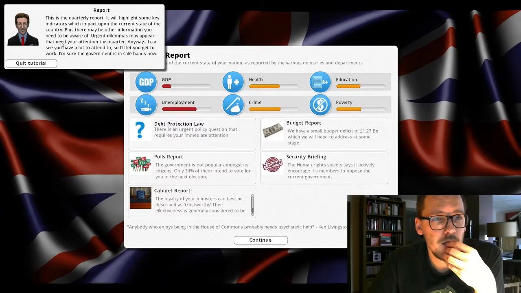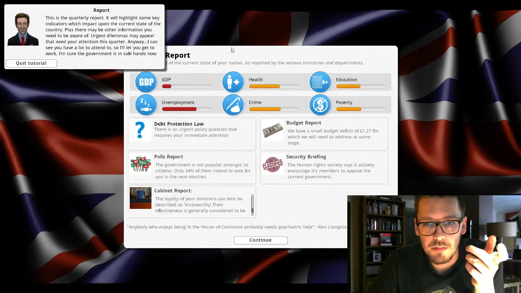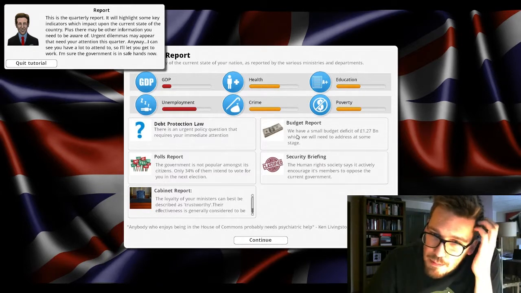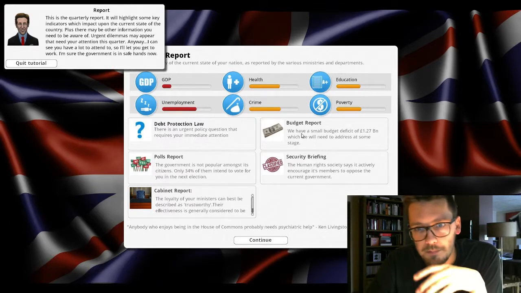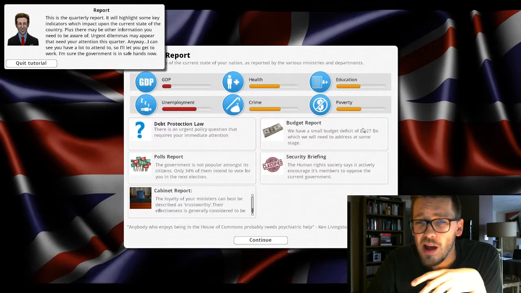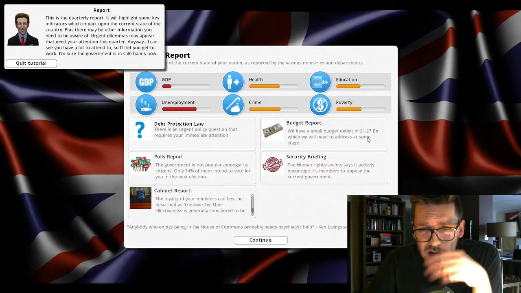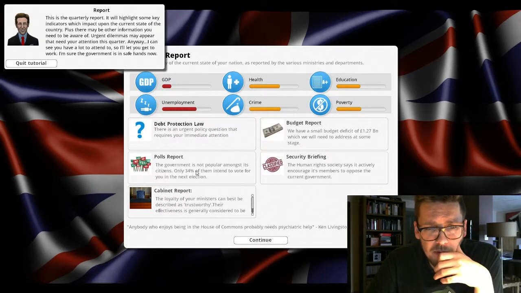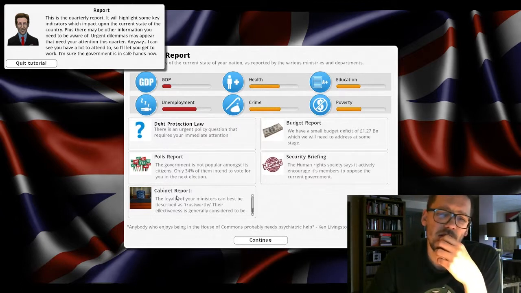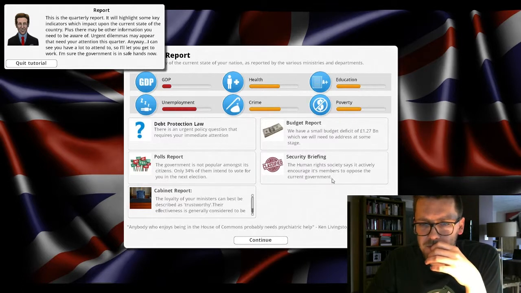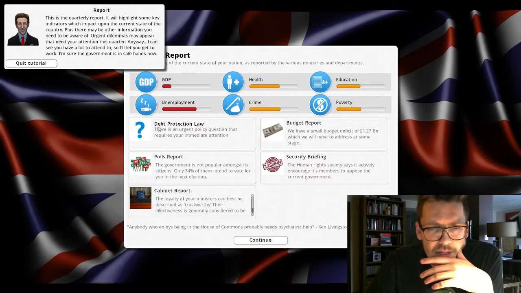I'm gonna read this. Urgent dilemmas may appear. So, unemployment's still a problem. These things are looking good. We have a budget, my god. A budget deficit of £1 billion. Yeah, that's a small deficit, £1 billion. Oh, only 34% of people are going to vote for me, which is not good. Ministers are trustworthy. Yeah, it's not looking that good, but what's this? Debt protection law? Okay.